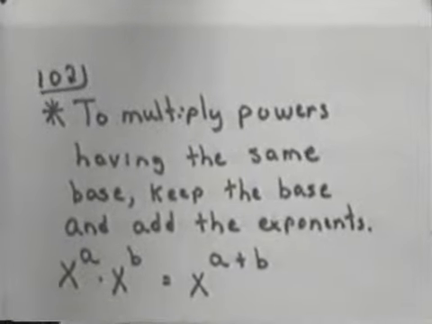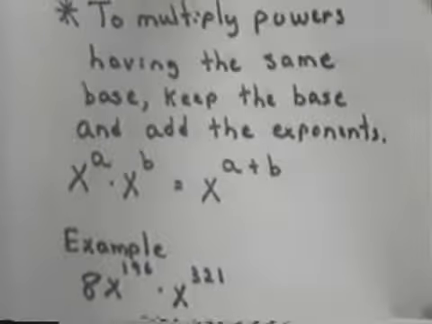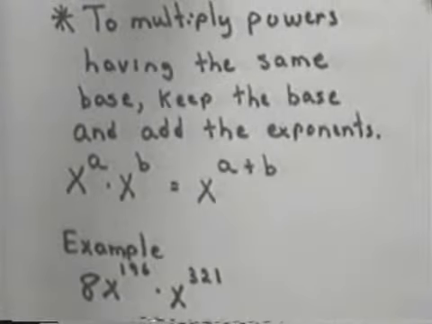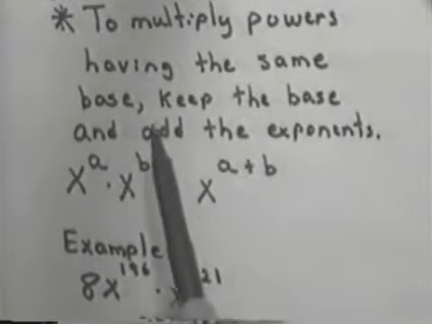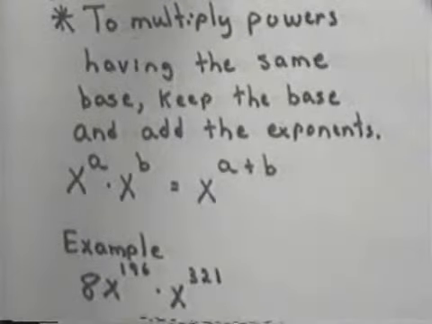Now we can go back and do the example that we had previously very easily. We have 8x to the 196 times x to the 321. Now I can regroup, so the 8 is by itself, and the x to the 196 and the x to the 321 are grouped together. Now my rule says to multiply powers having the same base, keep the base and add the exponents.